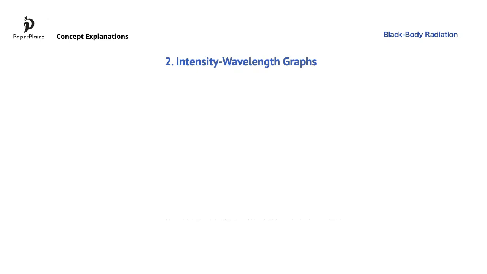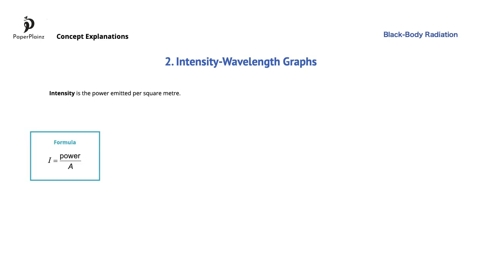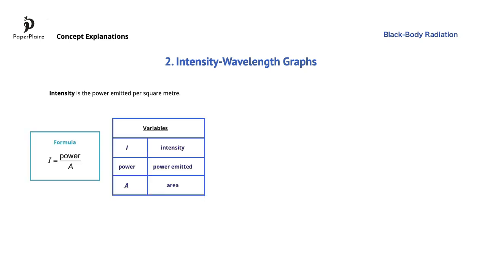Intensity might mean slightly different things in different contexts. Here we'll define intensity as the power emitted per square meter. We can express this definition through the following formula. The variables are summarized in this table. From the definition, it logically follows that the unit of intensity is watts per meter squared. Now we are ready to discuss how the relative intensity versus wavelength spectrum graph looks for blackbody radiators.